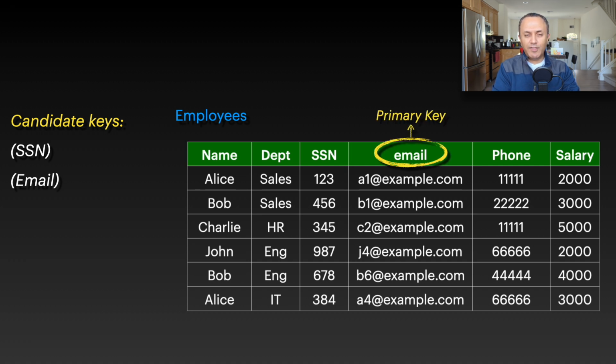So once we've chosen that, any other candidate key that has not been chosen as a primary key is referred to as an alternate key.